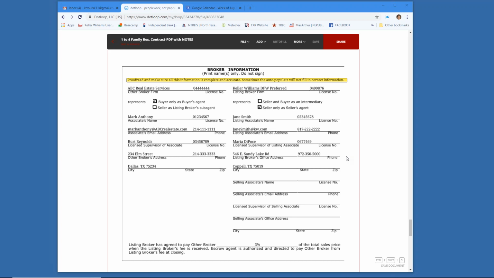The listing broker information is on the MLS sheet. The other broker firm is going to be on the contract, or if it's the other broker. If we're not the other broker, then you're going to have all that information. Anyway, just check it and make sure that it's accurate, okay, and it's completely filled in.